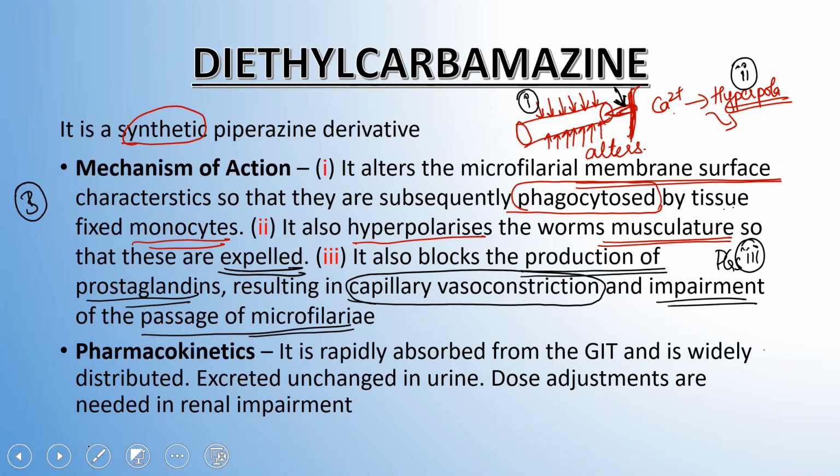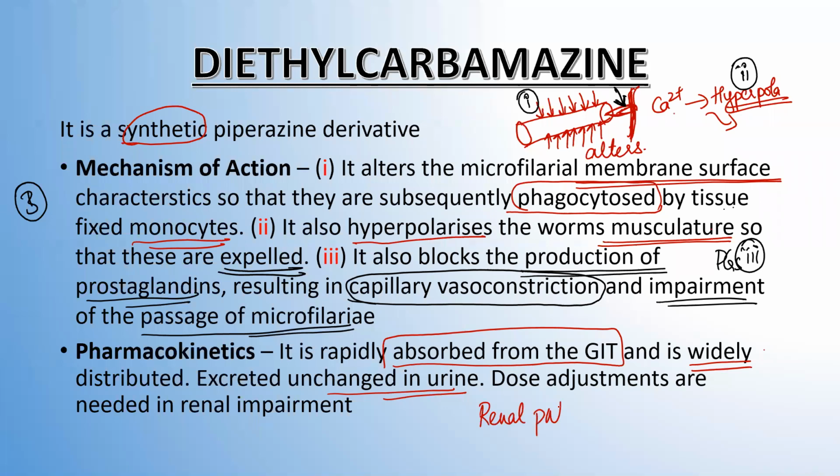Coming to the pharmacokinetics, it's quite rapidly absorbed from the GIT. It is widely distributed and it is excreted unchanged in urine. Now, one problem with diethylcarbamazine is that it cannot be given as usual in patients having renal pathologies. So whenever you have a patient who is in dialysis or who has got nephrotic syndrome, nephritic syndrome, or any other renal pathology or any acute kidney injury, you have to adjust the dose while giving diethylcarbamazine. So that is the one point that you have to remember with respect to diethylcarbamazine.